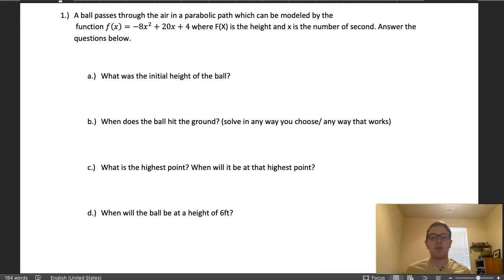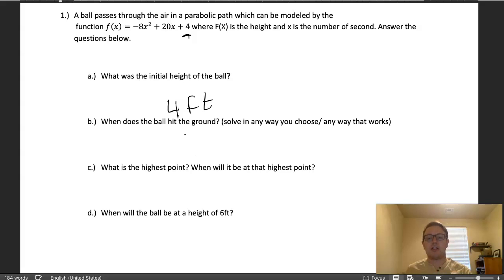This time we have a ball passing through the air on a parabolic path, so this is a quadratic, and the function is f of x is equal to minus 8x squared plus 20x plus 4. So, what was the initial height of the ball? We talked about this. The initial height was the y-intercept. What was the y-intercept? The y-intercept is our constant here. So the initial height of the ball is 4 feet.